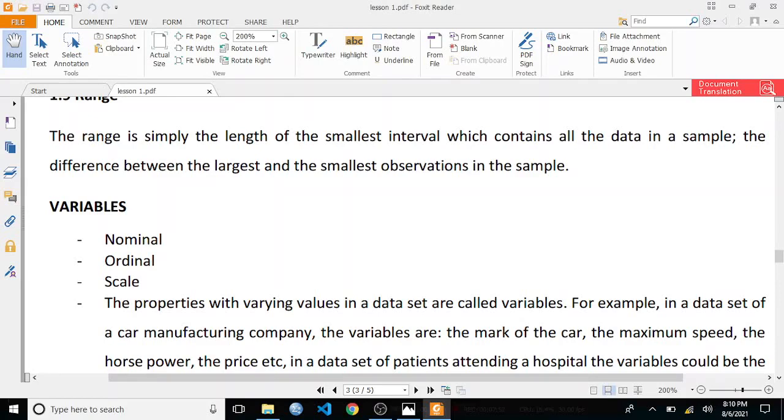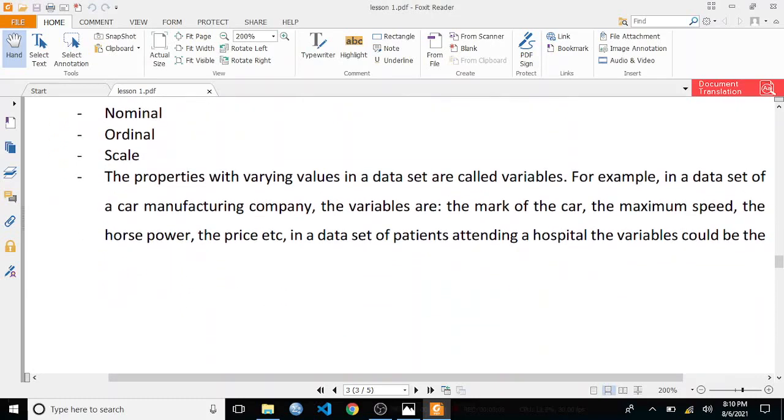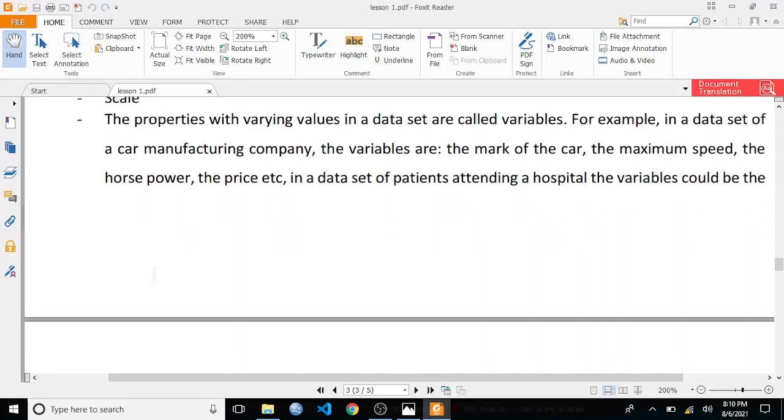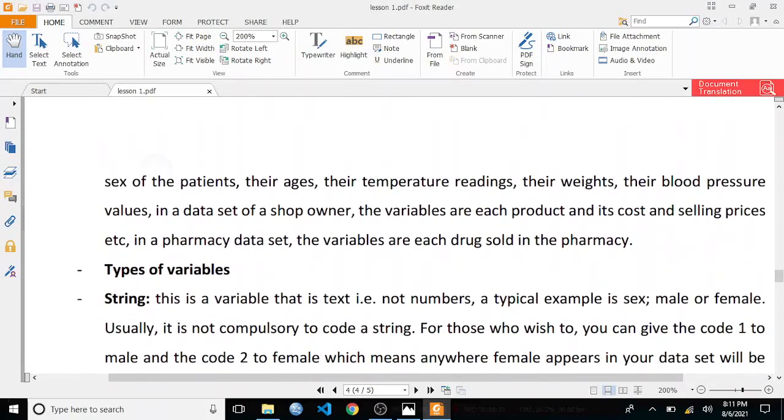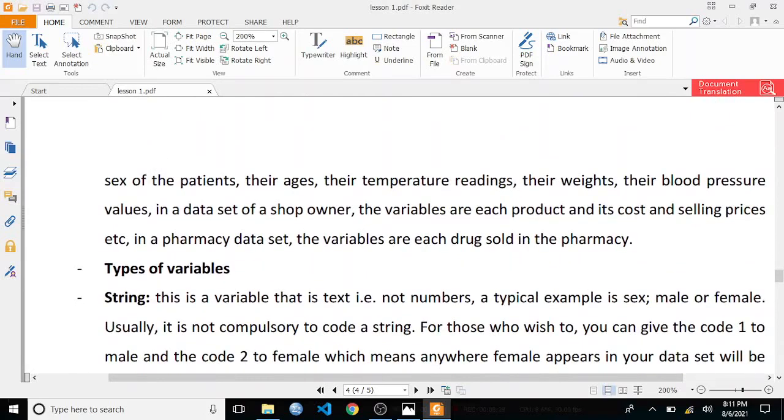Now, to succeed in data analysis, you must understand variables, because these variables will help you to choose your test wisely. So, the properties with varying values in a data set are called variables. For example, in a data set of a car manufacturing company, the variables are the mark of the car, the maximum speed, the horsepower, the price. In a data set of patients attending a hospital, the variables could be the sex of the patients, their ages, their temperature readings, their weights, their blood pressure values, and so on.